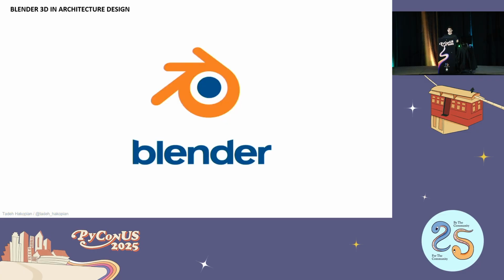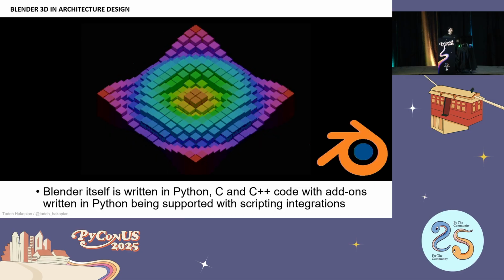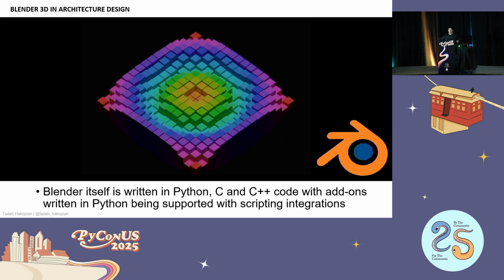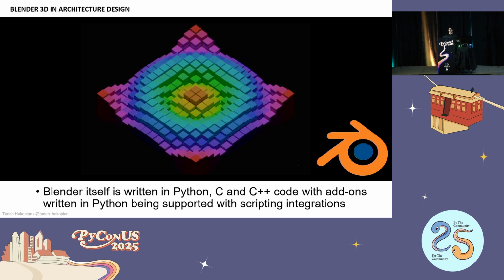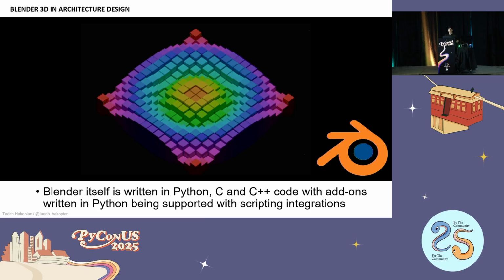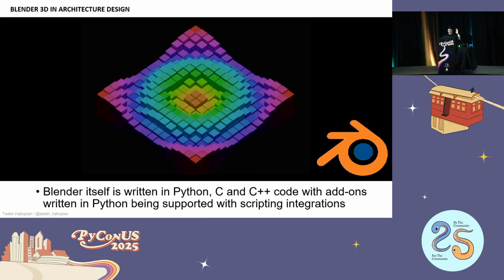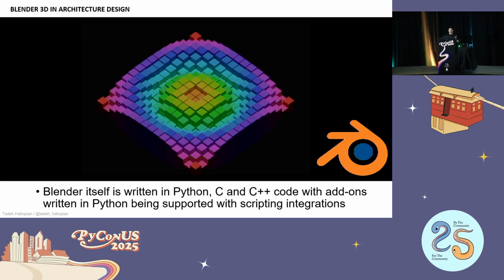And for that, we need Blender. What Blender is, very fancy colors here. Blender is written in Python, C, C++ code with a lot of add-ins in Python, and has a ton of support for scripting integrations. People have used it for media, video games, rendering, animation, you name it. And you could also use it for designing buildings.